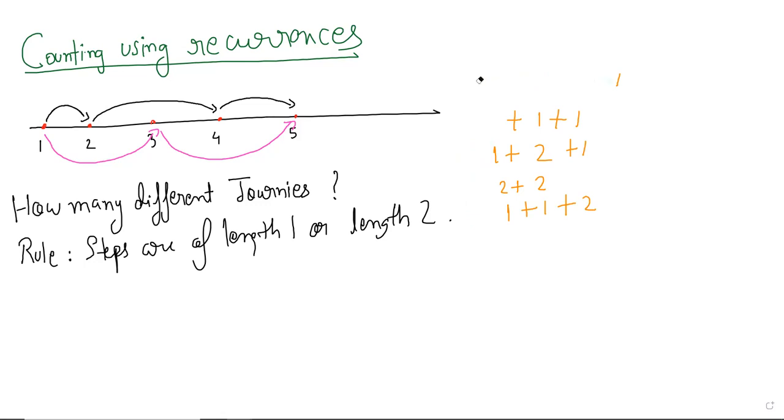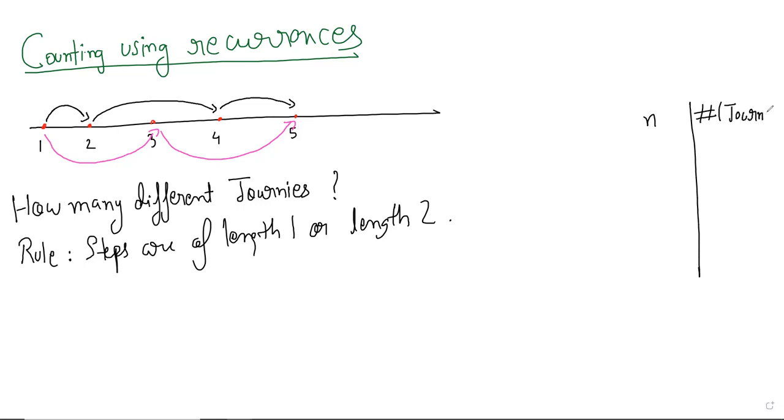But obviously this is just for 5. This is just fun. Let us see. I'll start to make a table. So this is a table. Here I will write n, and here number of journeys. Hash is like number of journeys.